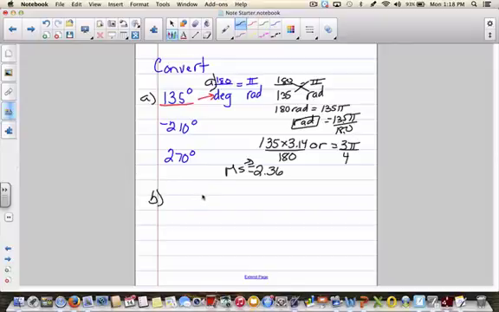So negative 210. I'm going to do 180 over negative 210 equals pi over radian. Then I'm going to cross multiply, so I get 180 radian. And you can't use just R for radian because R stands for radius. So we use RAD so that we know the difference.